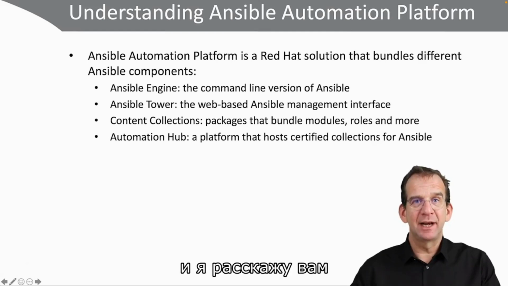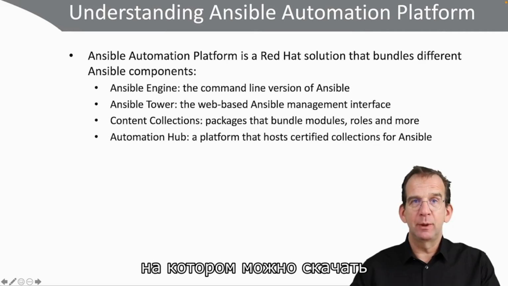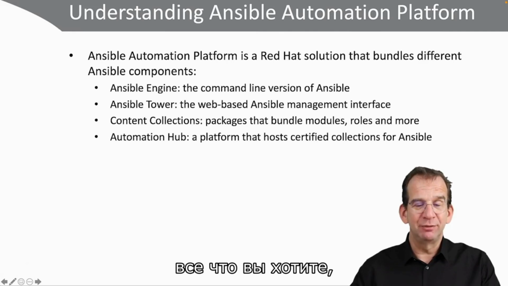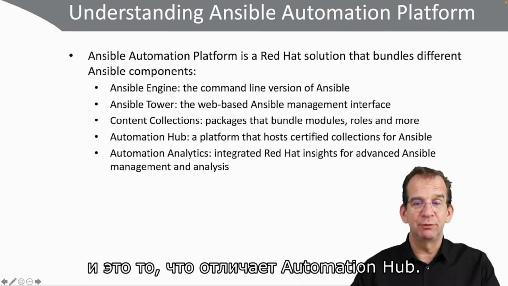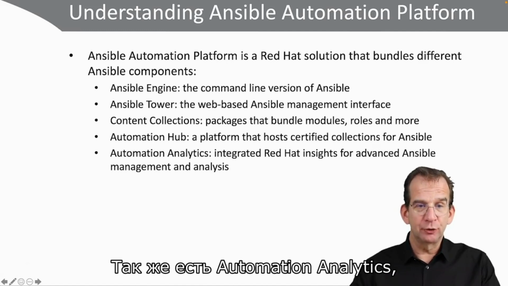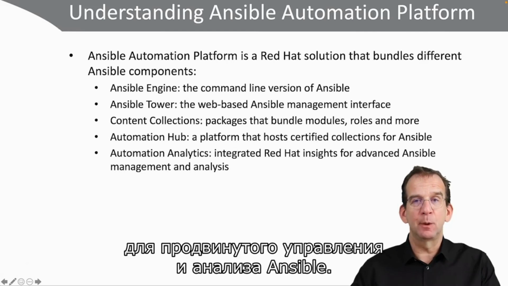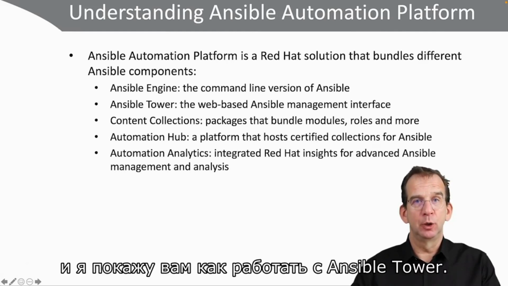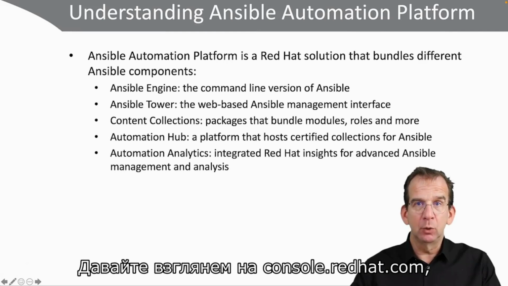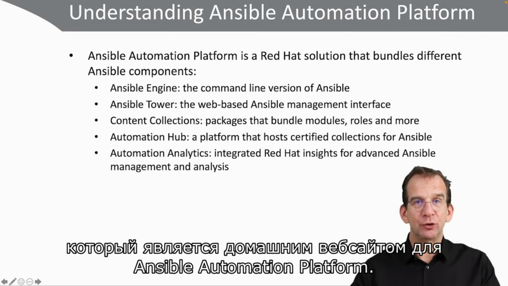And I will explain that there's galaxy.ansible.com, the community website. On the community website, users can just download anything they want. But that's not certified, and that's what makes Automation Hub different. Also, there is Automation Analytics, which is integrated Red Hat Insights for advanced Ansible management and analysis. Before we move over to the next video, where I will show you how to work with Ansible Tower, let's have a quick look at console.redhat.com, which is the home website for Ansible Automation Platform.